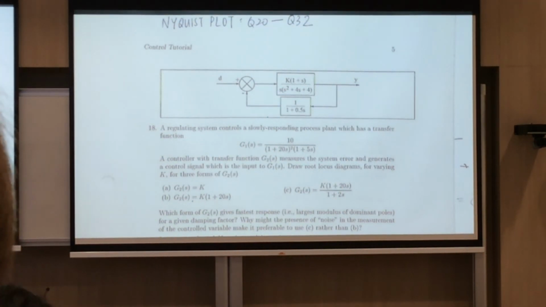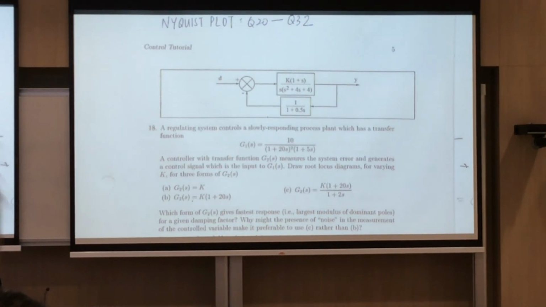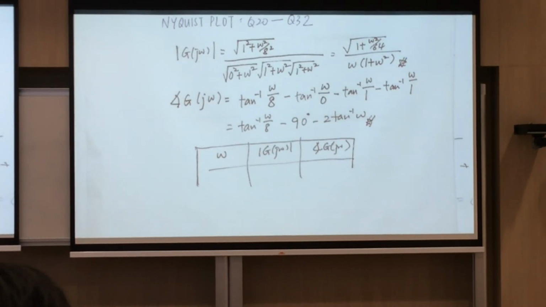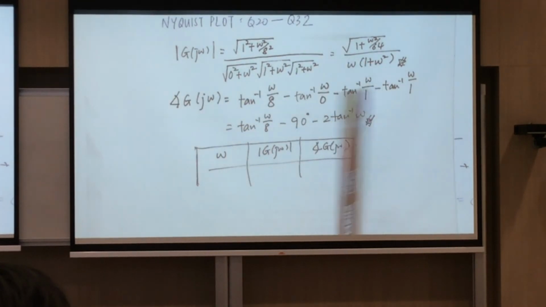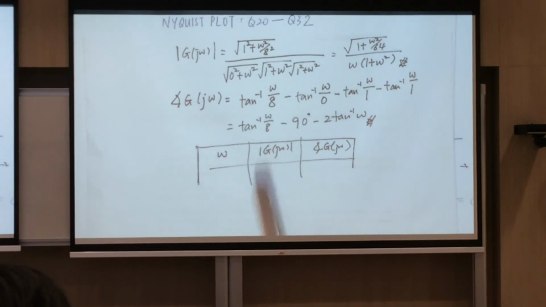Alright, Nyquist plot, as I say, it's just plotting a magnitude. So once again, for Nyquist plot, please make sure that you follow this. Okay, given a transfer function, be able to write the magnitude condition and the phase condition. Okay, first thing you need to do, draw me a table, 3 columns: omega values, the magnitude, and the phase. Alright, so we're going through a few questions.